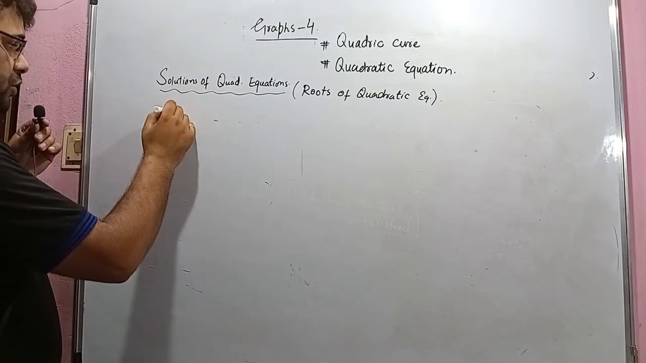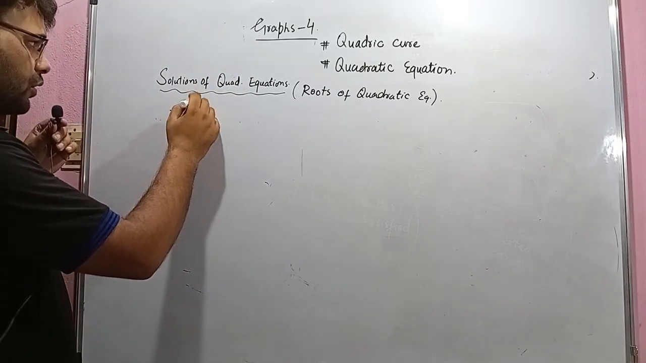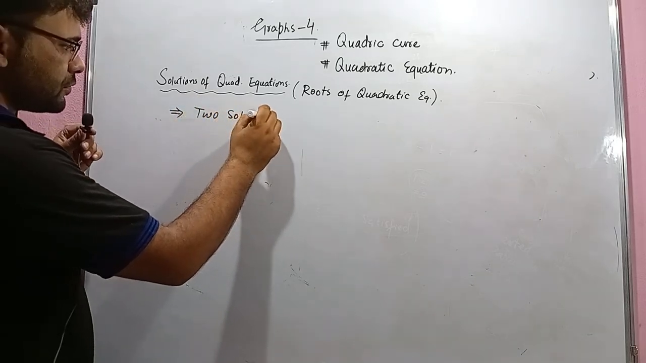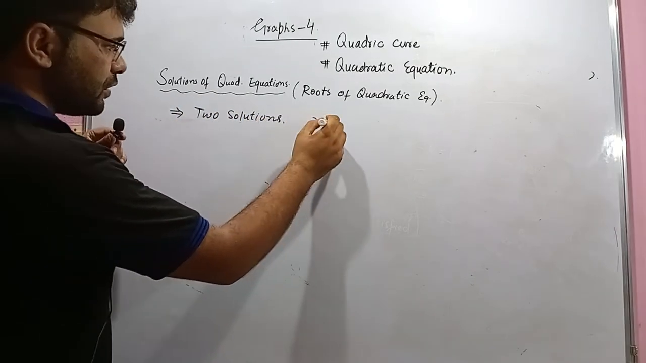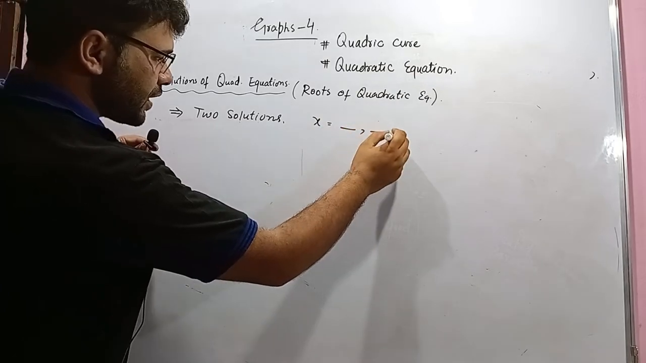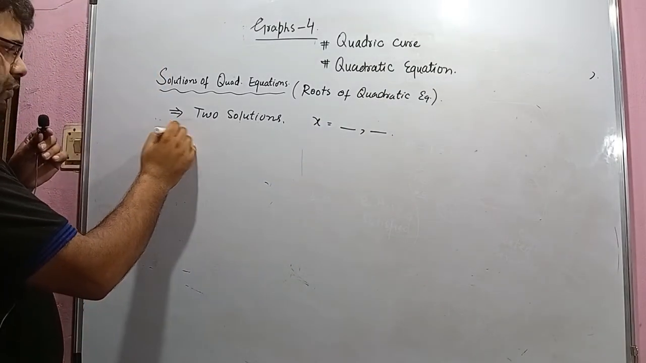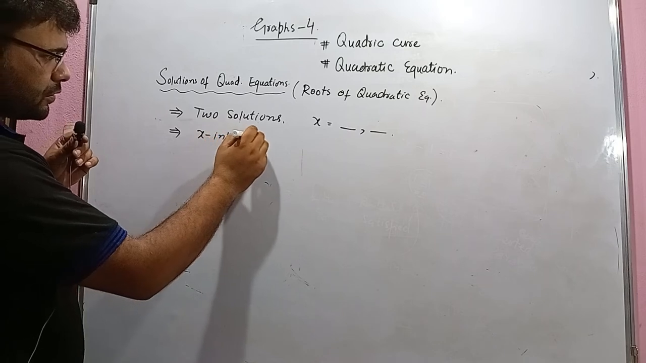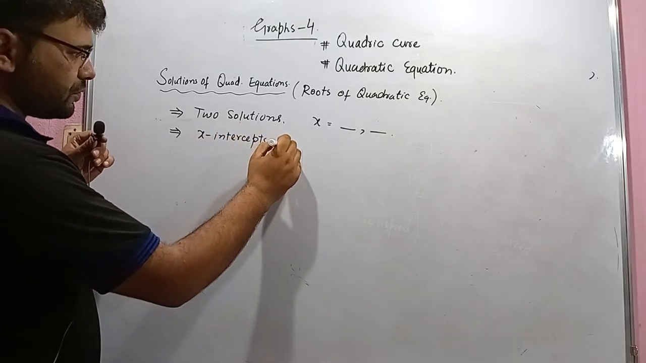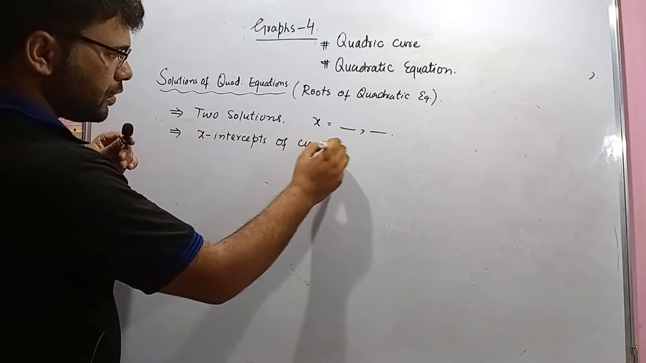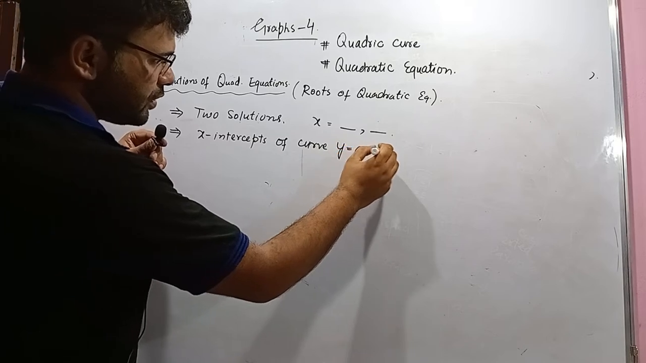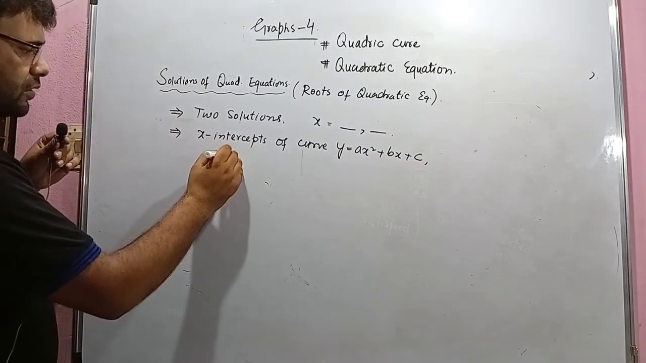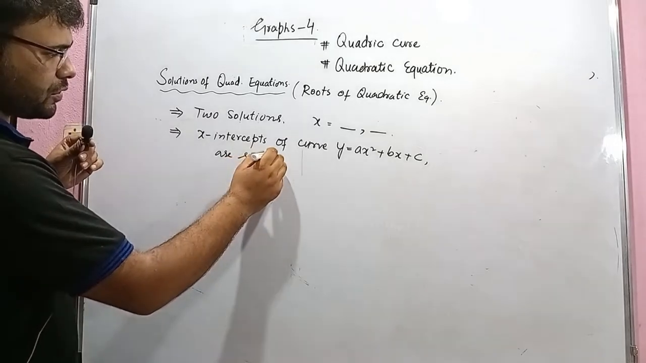A quadratic equation has, first point, two solutions. That is, x will have one value and a second value. Now, the x-intercepts of the curve y is equal to ax square plus bx plus c are the solutions of the quadratic equation.